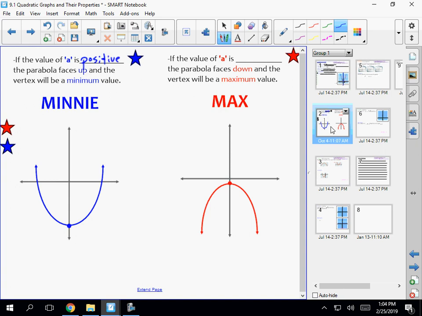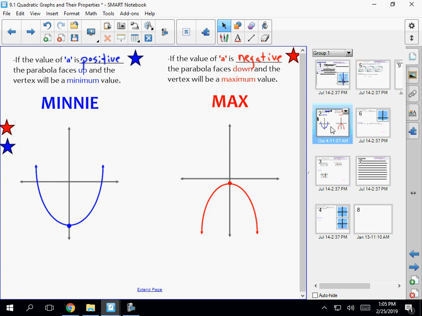Now, if the A value is positive, the parabola faces up, and the vertex will be a minimum. For a max, A is negative. If the value of A is negative, then the parabola faces down, and the vertex will be a max. It's got to be either one or the other. All the parabolas we study in this class are either facing upward or downward. In Algebra 2, you'll study parabolas that can go right or left, but those are no longer functions.